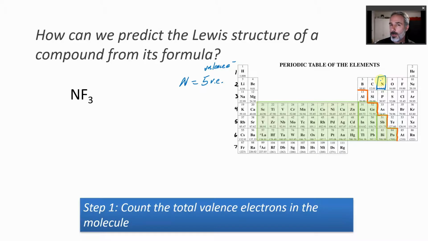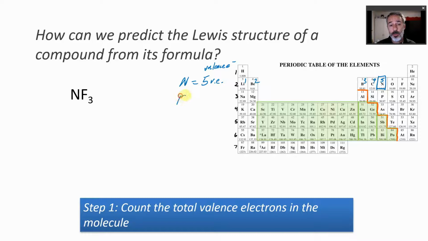What shell are its valence electrons in? Well, they're in the second shell. You remember the rings represent the shell? There are 2 shells in nitrogen. And the way I figure out how many valence electrons there are is I count columns. 1, 2, 3, 4, 5. There are 5 valence electrons.